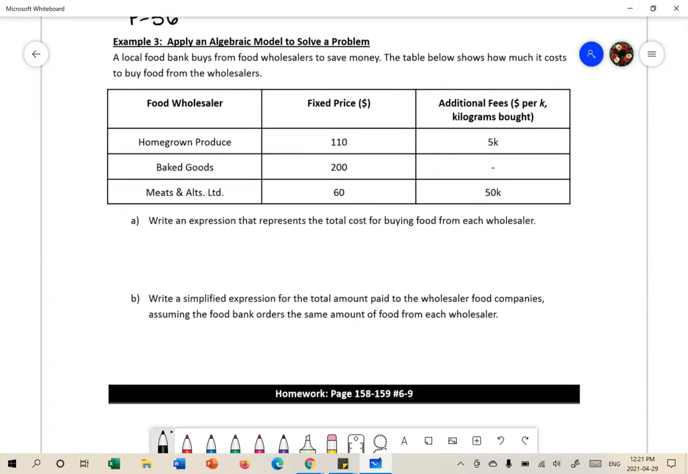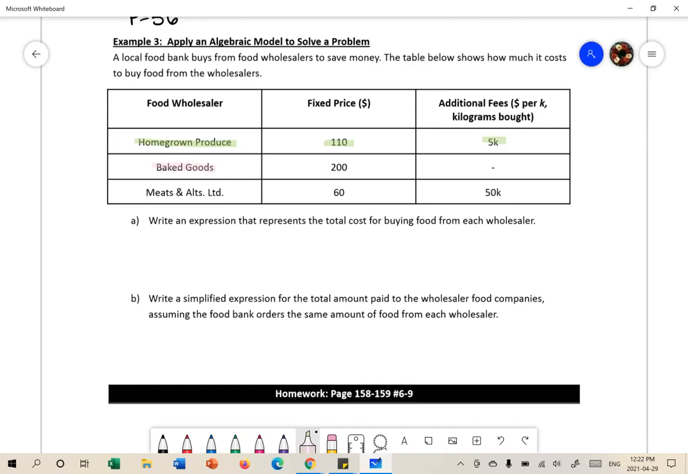Example 3. A local food bank buys from food wholesalers to save money. The table below shows how much it costs to buy food from the wholesalers. So there's 3 wholesalers here. Just reading this, the first one, homegrown produce, they have a fixed price of $110. So no matter how much is purchased, they're going to charge $110. And then there's an additional fee, $5 per kilogram, which is represented by 5K, 5 times number of kilograms.